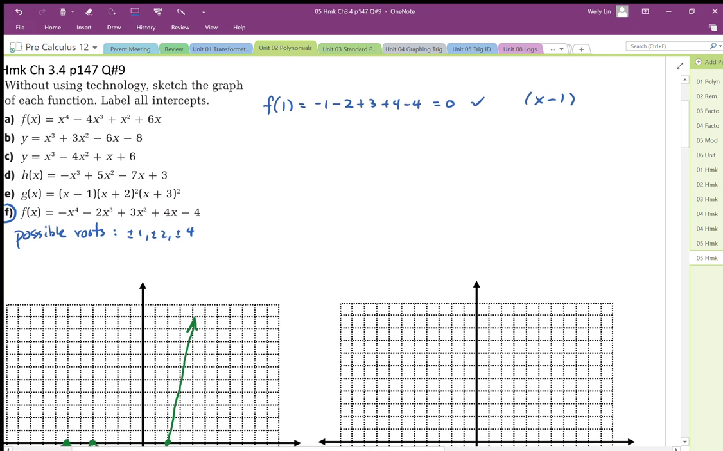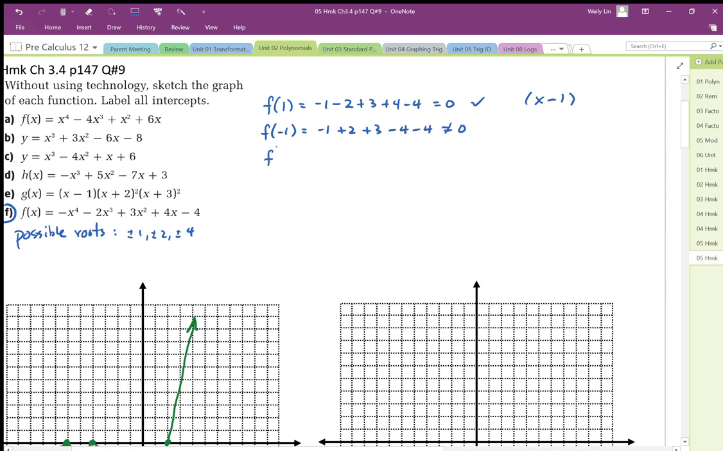So I should test maybe negative 1. If I test negative 1, I end up with, this is going to be negative 1. This will be plus 2 plus 3. This will end up being negative 4, negative 4. And I don't really care what it's equal to. I just know it's not equal to 0. So this is not a factor.